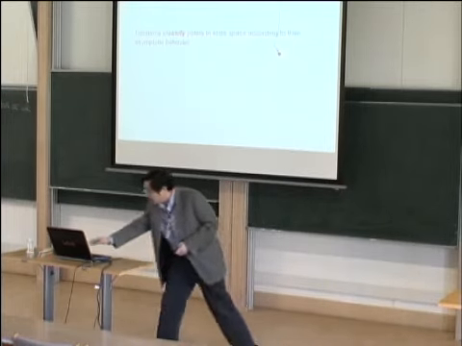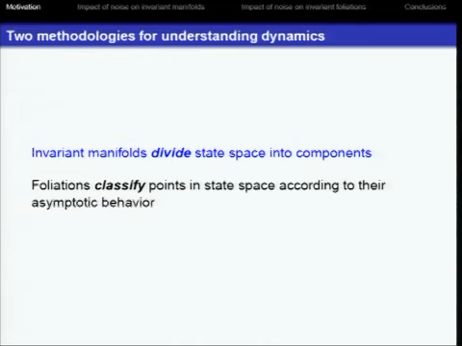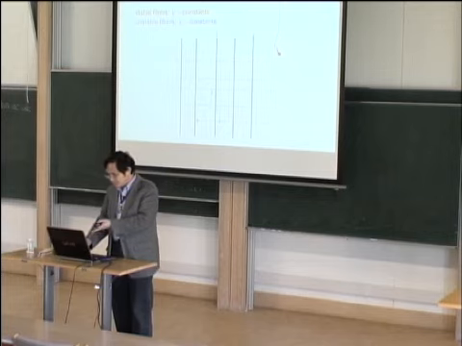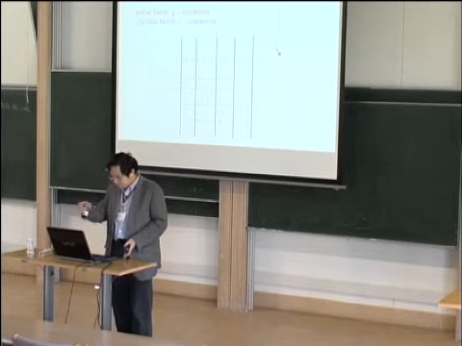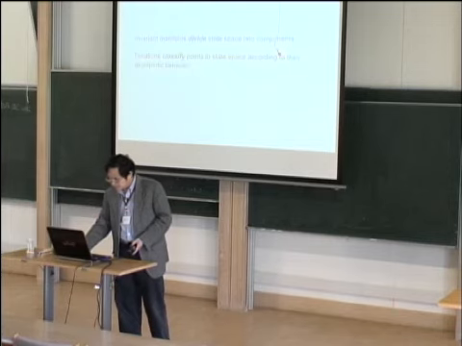Let me summarize these two observations. Invariant manifolds divide state space into components and into subsystems, and therefore help us look at smaller parts and try to understand the dynamics better. Now, foliations do something different. The picture I showed you earlier is very different. These are not solution paths. You don't see motions here, but rather they are sets, and on each of them, the points have the same asymptotic behavior.